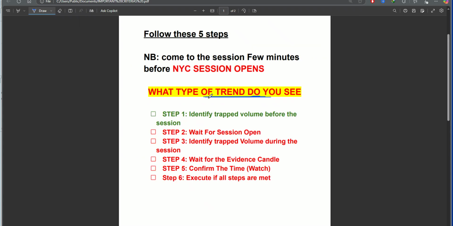So guys, let's say there is no trend. Okay, what do you do? You ask yourself, who is trapped before the session?